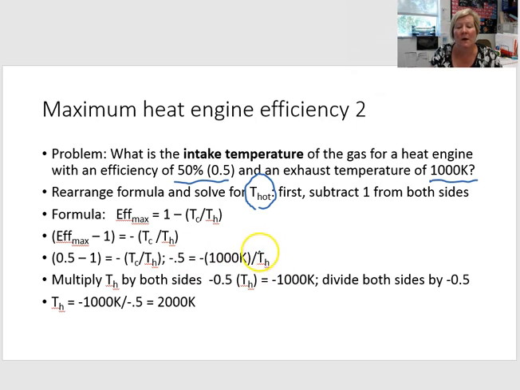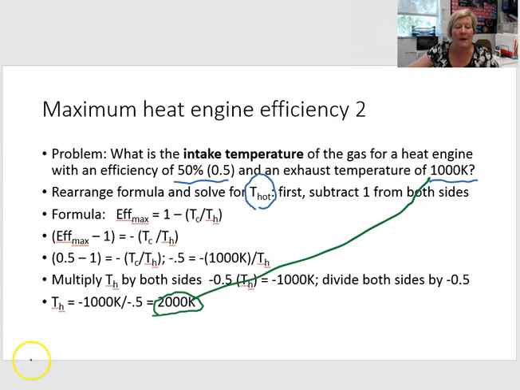Now we're solving for T hot, so I'm going to multiply both sides by T hot. All right, and so you get negative 0.5 times T hot equals negative 1,000 K. Divide both sides by negative 0.5. That gets rid of the negatives over here, and T hot ends up being 2,000 K. And your intake temperature had better be higher than your exhaust temperature, or you've done something wrong. So this is acceptable. We have a higher intake temperature than an exhaust temperature, so that is the solution for this problem. That's all the problems I have for Chapter 5.